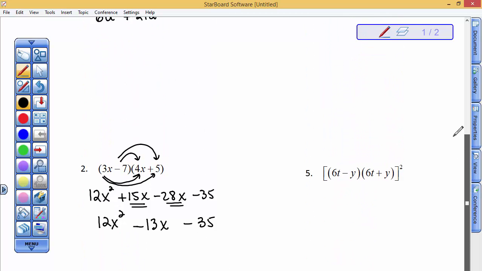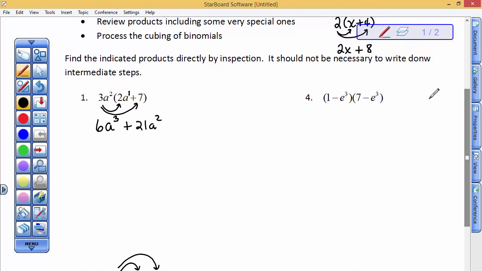this. Let's go up here. So FOIL these two binomials. So 1 times 7 is 7. You don't have to rearrange these. 1 times a minus e cubed is a minus 1e cubed. A minus e cubed times 7 is a minus 7e cubed.